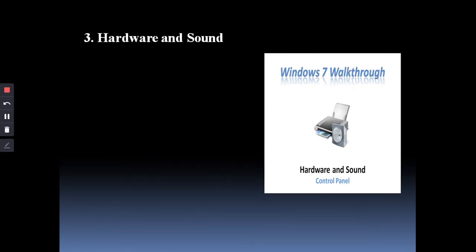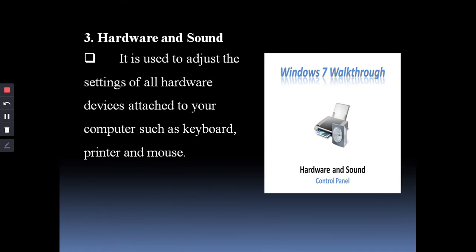The third one is hardware and sound. It is used to adjust the settings of all hardware devices attached to a computer, such as keyboard, printer, mouse. If you want to connect a keyboard, printer, or mouse to a computer, we have to install those hardware devices by using the hardware and sound category.